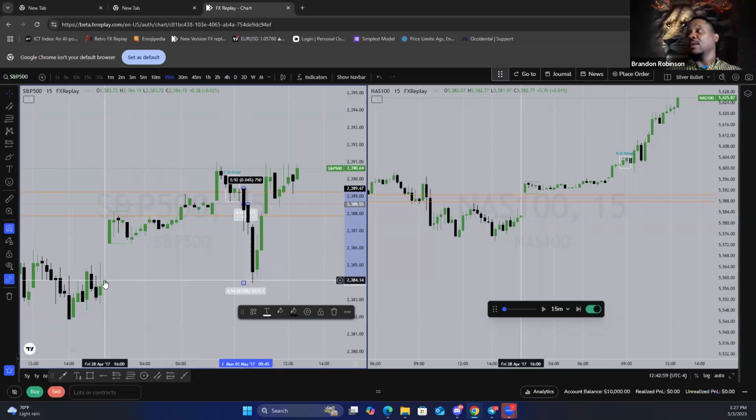We ran. Now this one, ES or SPX, came in and tapped the new week opening gap. Does Nas tap the new week opening gap? No. Now I got a question. Go for it.